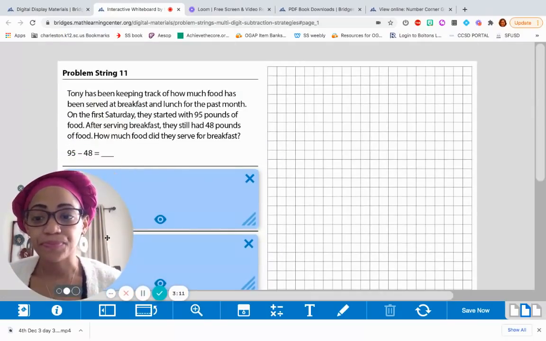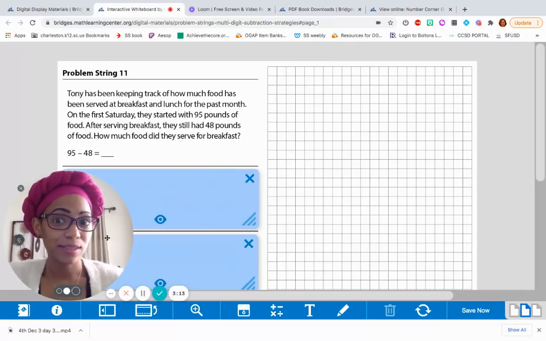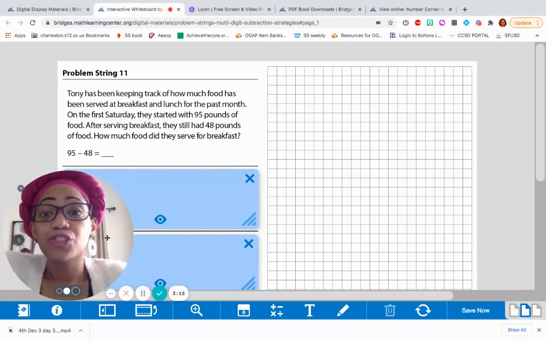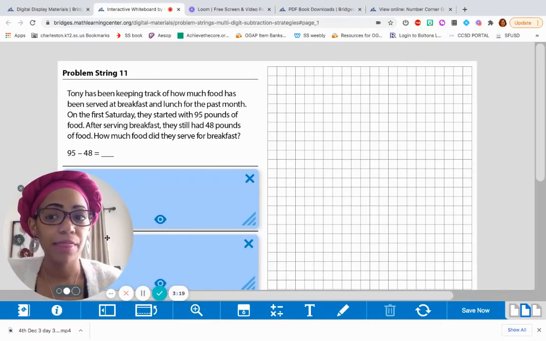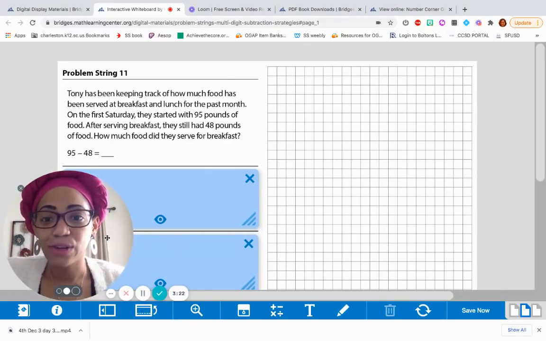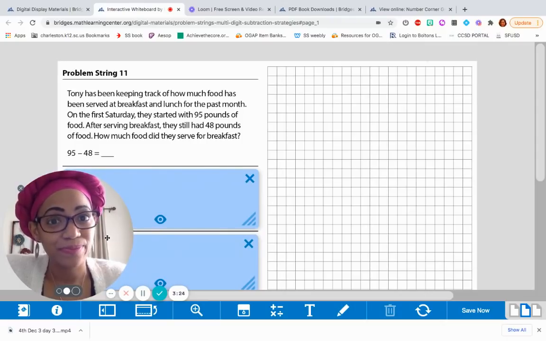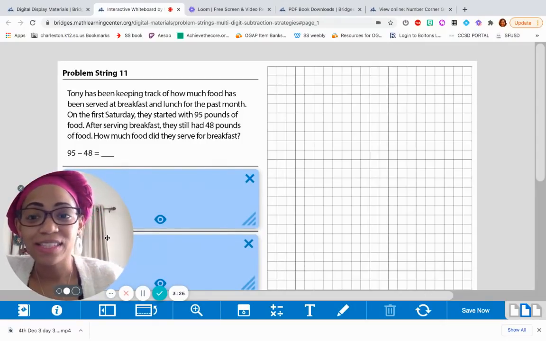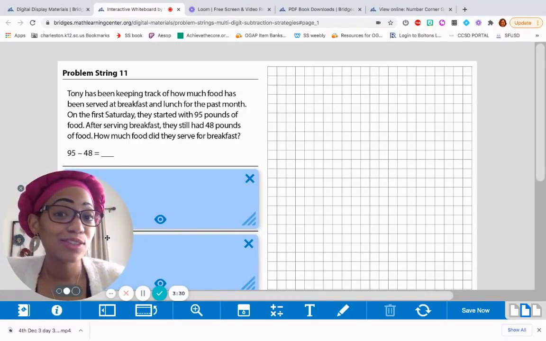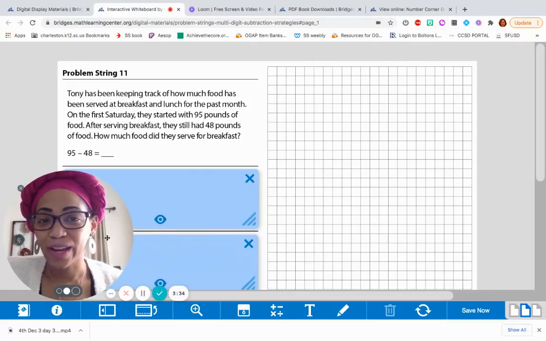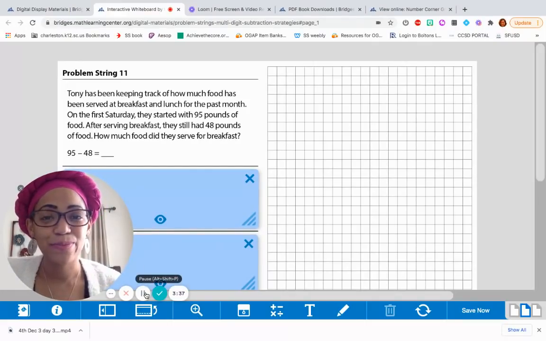First problem. Says Tony, my friend who works at the soup kitchen, has been keeping track of how much food has been served at breakfast and lunch for the past month. On the first Saturday, they started with 95 pounds of food. After serving breakfast, they still had 48 pounds of food. How much food did they serve for breakfast? So go ahead, work it out. Pause this video if you need to.